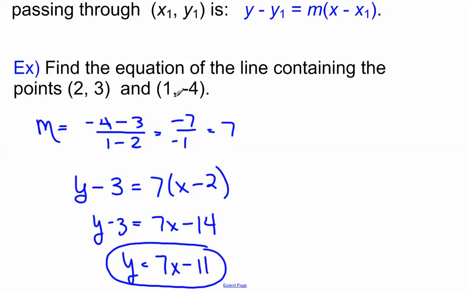Okay, now which point do you use? Doesn't matter. So use whichever one you think looks easiest. I like to avoid negatives when I can, so I'm going to use the (2, 3). So I'm going to take this x and plug it into this equation up here for the x1, this 3 and plug it in up here for the y1, and this is what we come up with. y minus 3 equals 7, that slope we just found, times x minus 2. Distribute your 7, add your 3 over, and our final answer there would be y equals 7x minus 11.